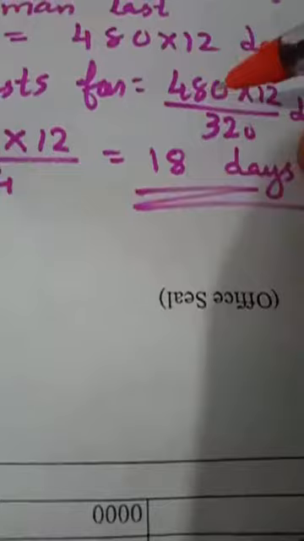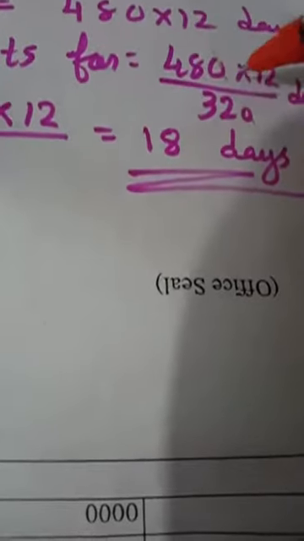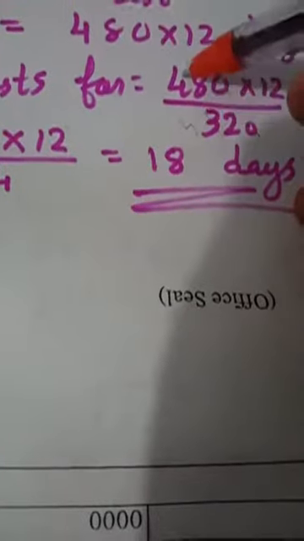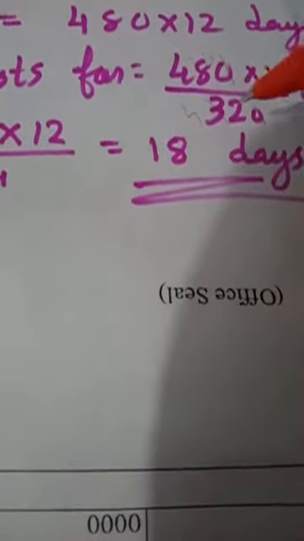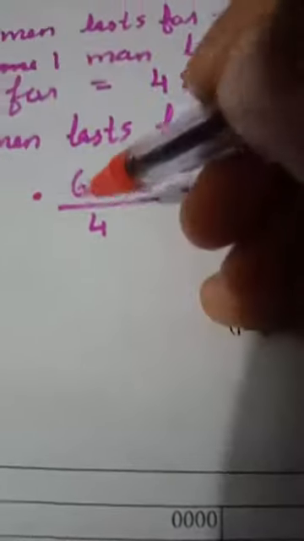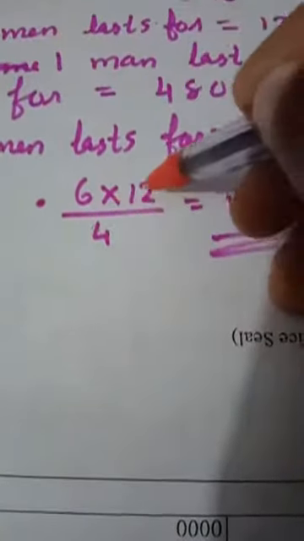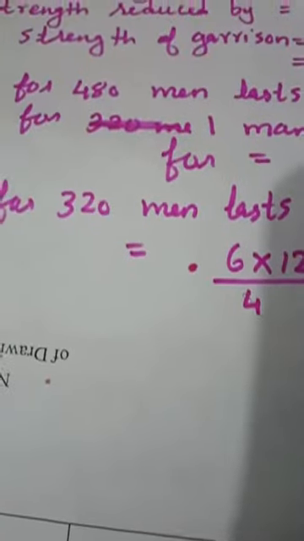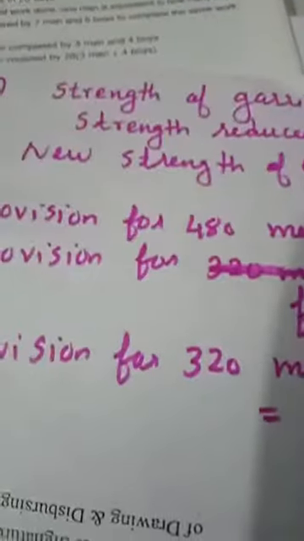The 0 and 0 get cancelled, and 32 and 48 table, 4 8s are 32, 6 8s are 48. Then 4 and 12, here 6, here 12, denominator 4, 1 4 is 4, 3 4s are 12, 6 3s are 18 days. Okay, 18 days. If you do it in table method, then also you will get the correct answer.